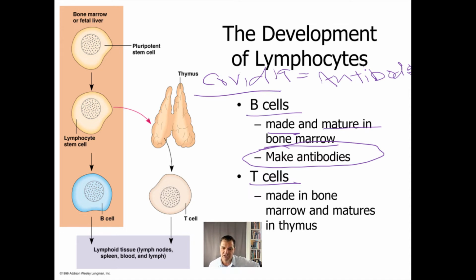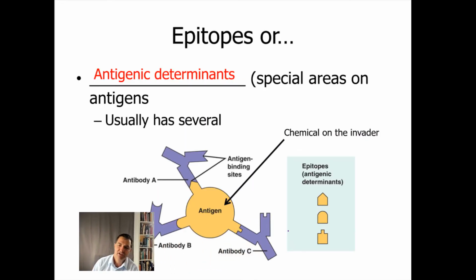Now, T cells, on the other hand, are made in the bone marrow, but then they have to mature by traveling in the bloodstream to the thymus, which sits right above your heart. It's a gland right above your heart. They mature there and become T cells. T cells don't make antibodies, but what T cells do that's different is they tend to attack your own cells that are infected with something. So B cells can attack from a long distance, but T cells can't. T cells have to come in direct contact, and they're both important in different ways.